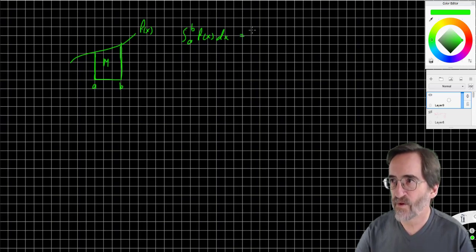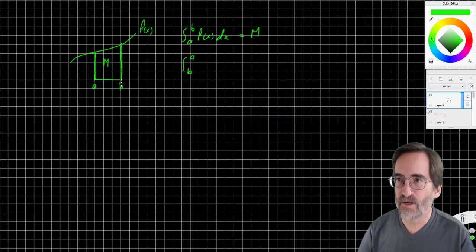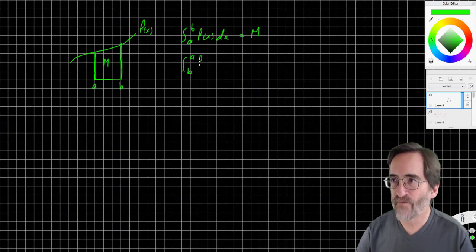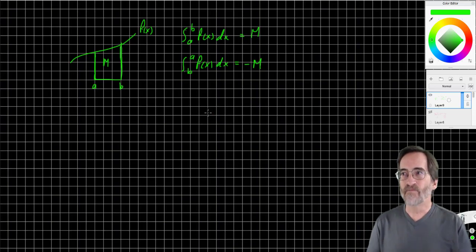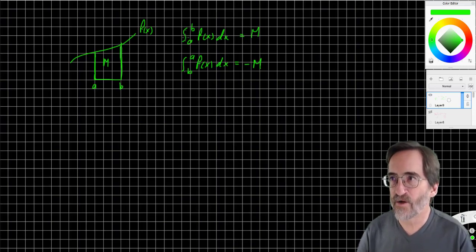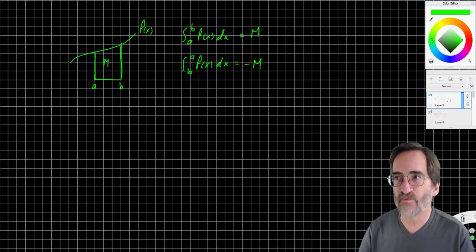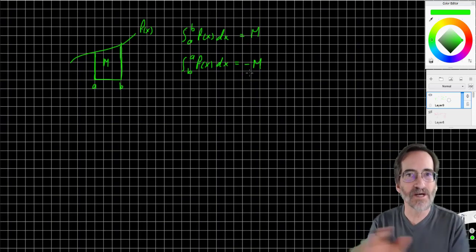That is M, right? But what if I reverse the order from B to A? Now we're using B as the start value and we're going left. In that case, the value is negated. It actually becomes a negative area. So that's identity 1. If the integral from A to B of f of x dx is M, then the integral from B to A is negative M. It just changes signs when you switch.